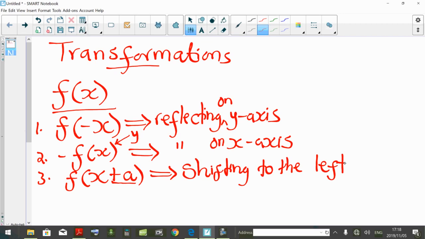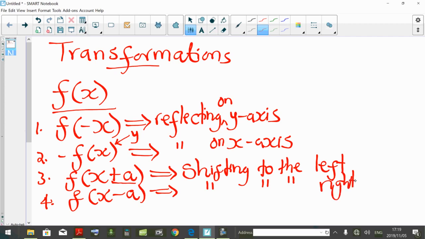And likewise, when you're subtracting, you're shifting to the right. So negative a implies we're shifting our graph to the right by a units. This applies to trig functions as well.